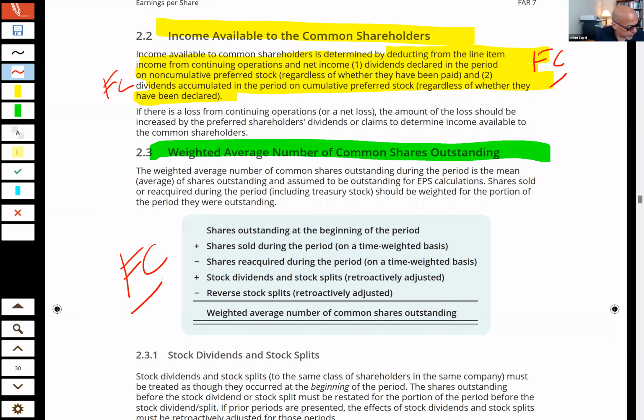So when we're trying to calculate that, we will start with the shares at the beginning of the period, plus shares sold during the period on a time-weighted basis. For example, if the additional shares were sold on July 1st, we would weight those shares by half the year. If it was issued on December 1st, those shares would only have been considered outstanding for 1/12 of the year. Minus shares reacquired during the period.